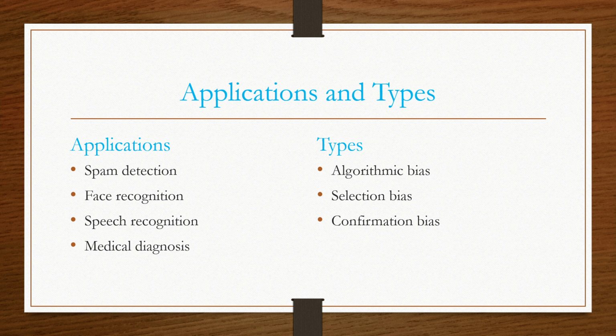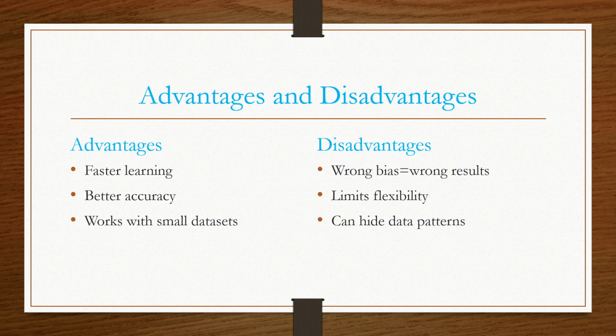And our next point is advantages and disadvantages. In advantages, first is faster learning. With a bias, the model does not have to explore every possibility. It starts from a better position and learns more quickly. Next is better accuracy. A good bias leads the model to correct results more often, especially when data is noisy or imperfect. Last is works with small data sets. Bias adds extra knowledge, making it possible to train good models with fewer examples.